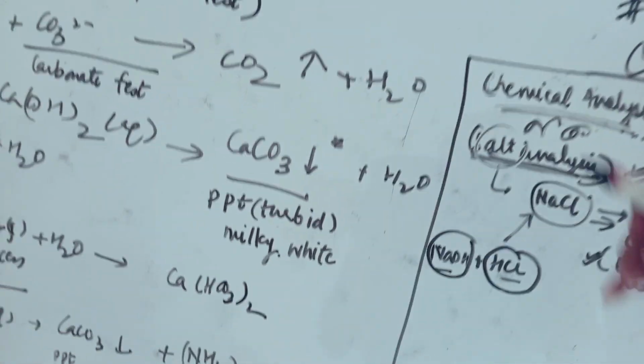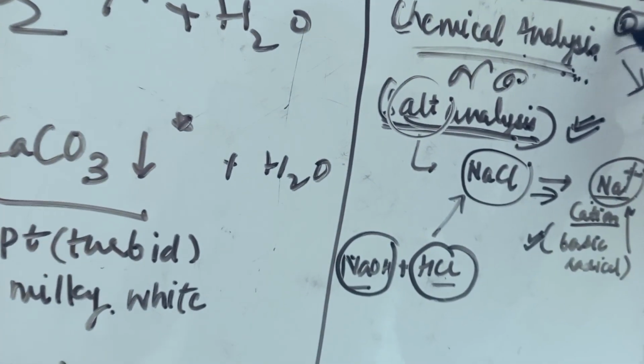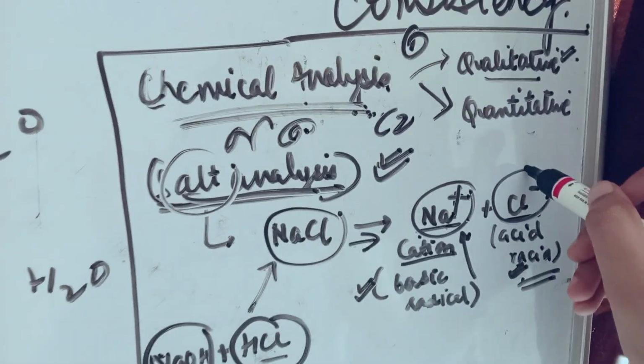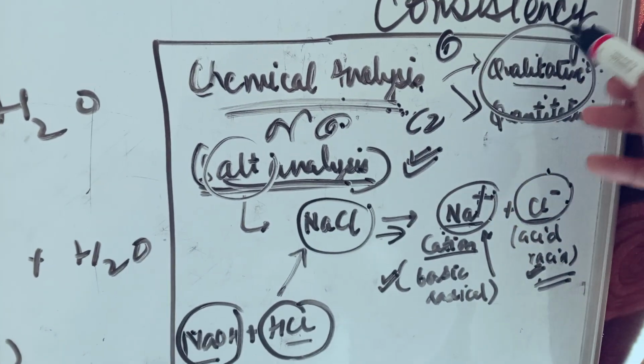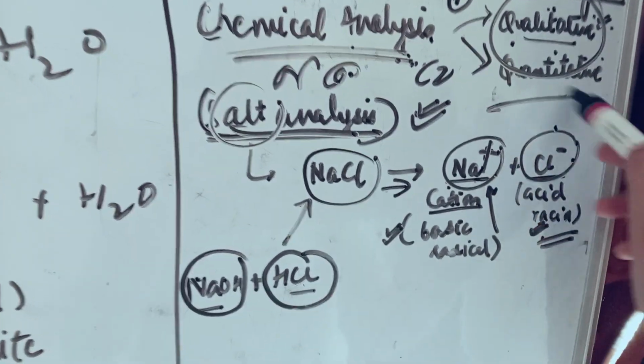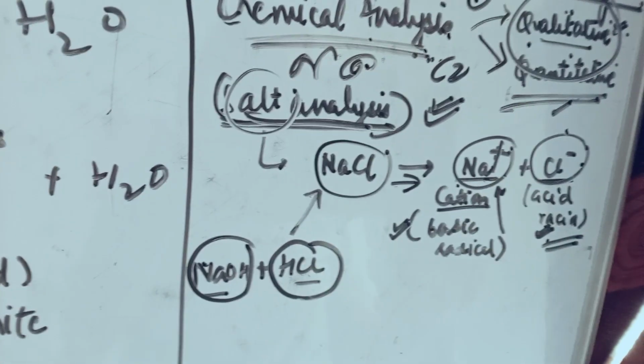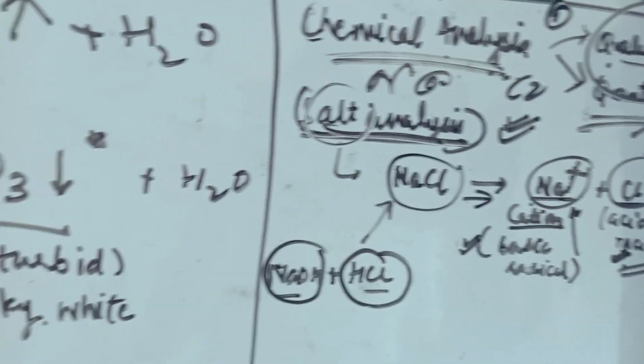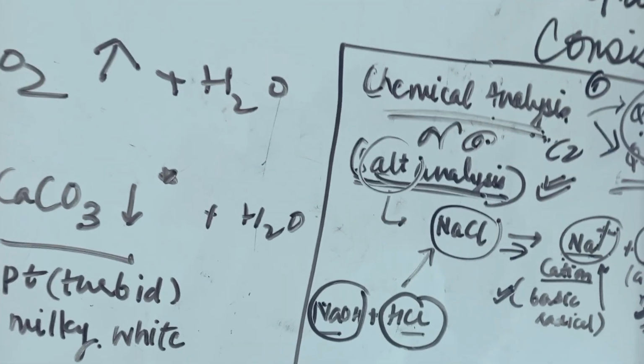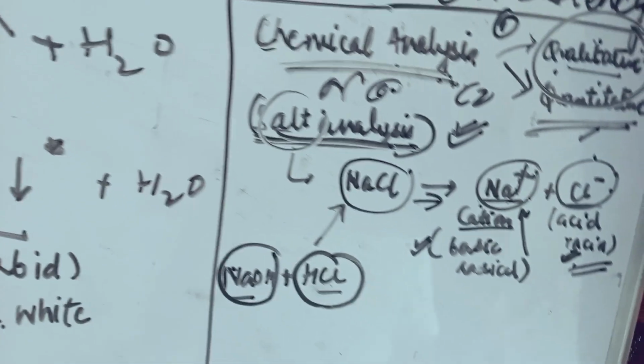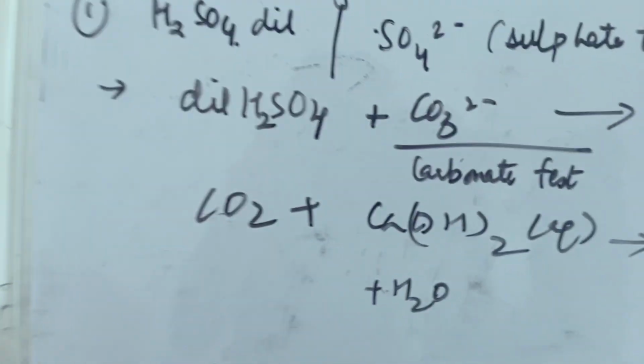Moving on, chemical analysis is done on two aspects, that is qualitative and quantitative. Here we're going to study qualitative analysis. Quantitative analysis we usually do at laboratories, determining the theoretical yield and the actual yield, and thereby doing all the calculations.